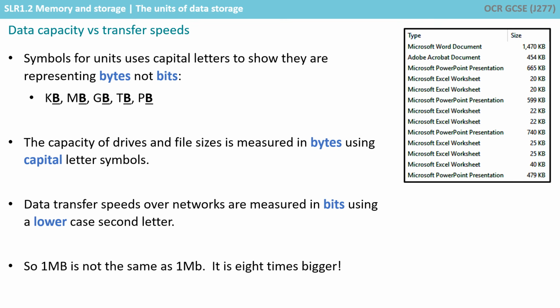So our final observation is the symbol for each of these units: KB, MB, GB, TB and PB. And these are shown in capital letters because they're representing bytes, not bits. Confusingly, the capacity of drives and the size of files is measured in bytes using capital letters, but the data transfer speeds over network are measured in bits per second using a lowercase second letter. Therefore, one capital MB is not the same as one capital M small b. It's 8 times bigger.